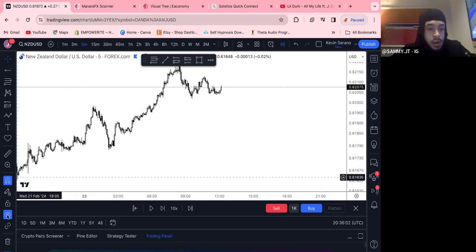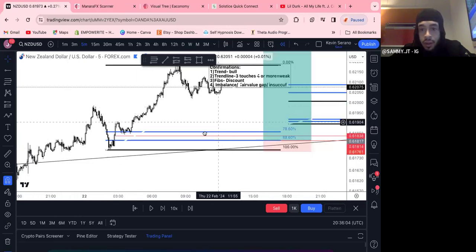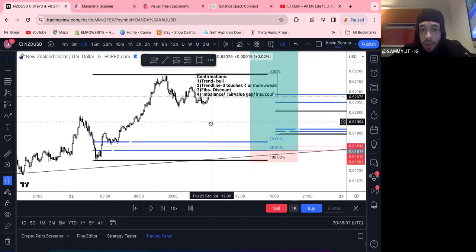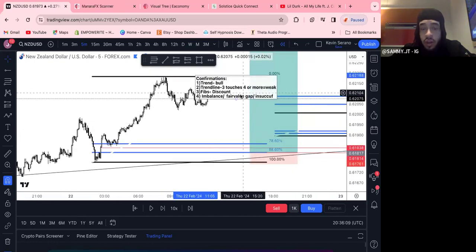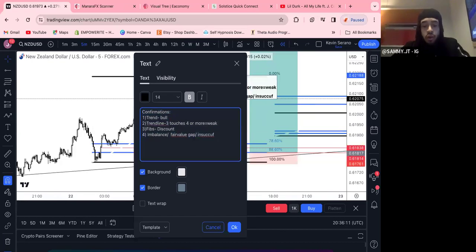Okay, right. So this is what you would have done. You've got 4 confirmations, and the 5th one that you can add is order block. That is when you have a sell to buy or a buy to sell. Order block is what you call it. Sell to buy, buy to sell.